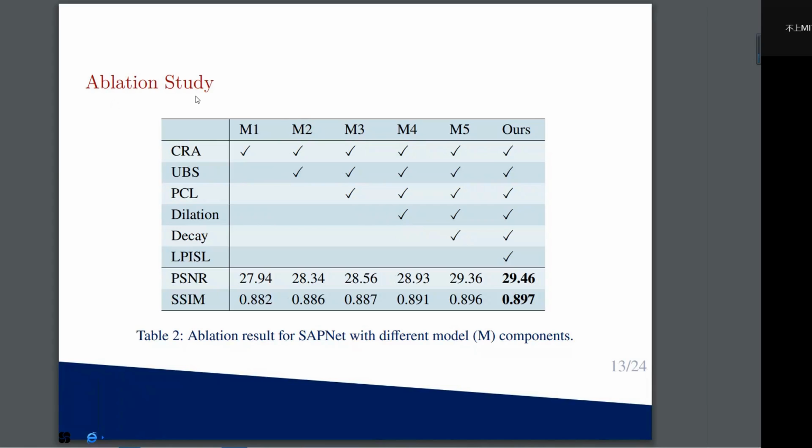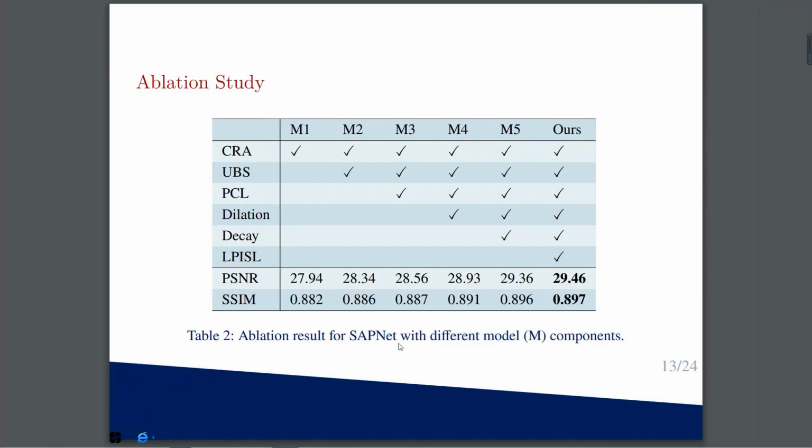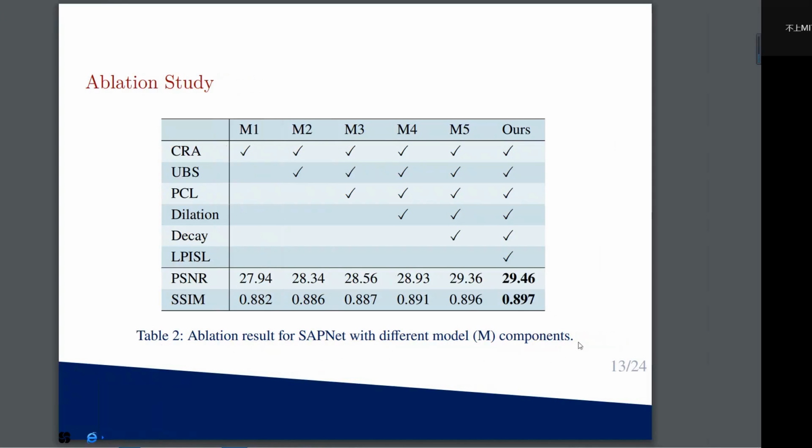We show one evaluation table in this presentation, and you can find more details in our paper and our supplemental material. And we can see the proposed channel residual attention, unsupervised background segmentation, perceptual contrast loss, learned perceptual image similarity loss, and the added dilation and decay strategy help us achieve state-of-the-art performances. In short, all proposed model components are essential.